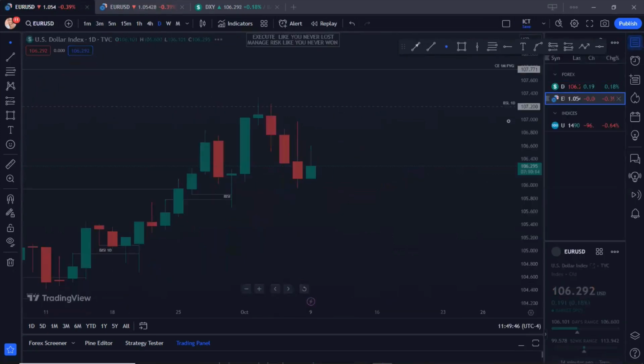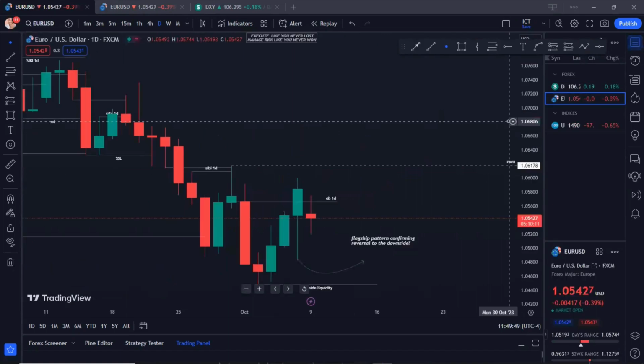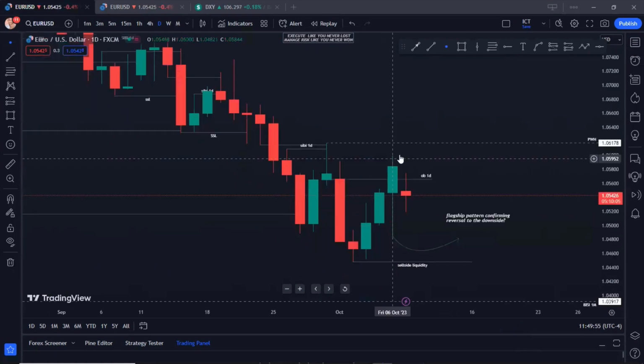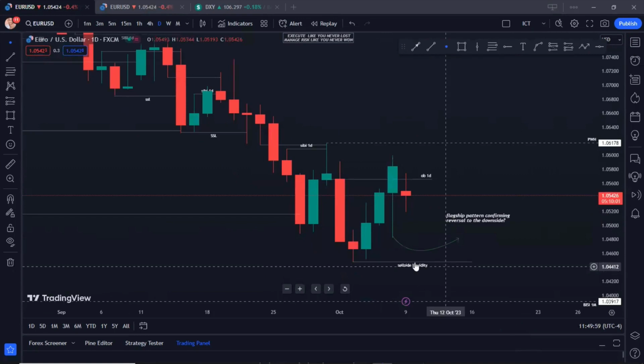So that is the directional bias for the week for me. Continuation to the downside. If today closes not taking the previous day high, we are selling tomorrow. We are selling on Wednesday until the draw on liquidity is met.